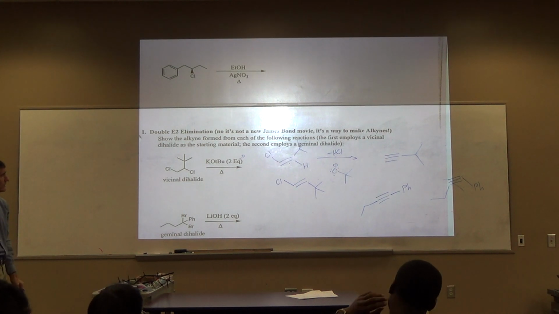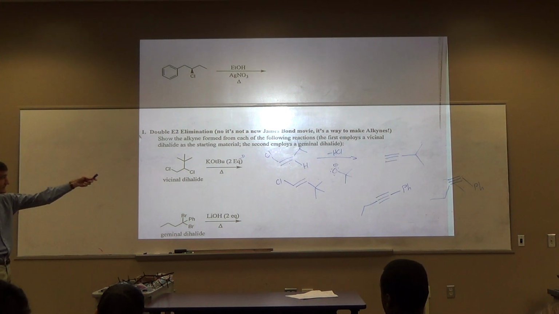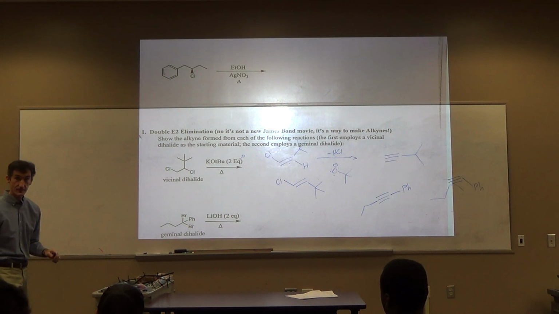And so, if the alkyne is actually formed by the double E2, then the second E2 must occur with the leaving group leaving not from a tetrahedral carbon, but from an sp2 planar carbon. And I've said that you can't do that. I've said it more than once. I said it earlier today. Well, here's an example where you can.